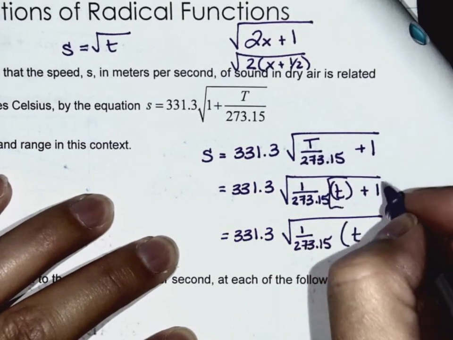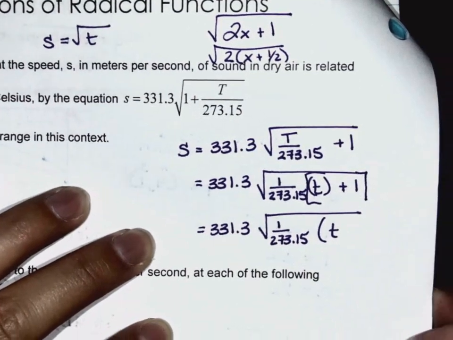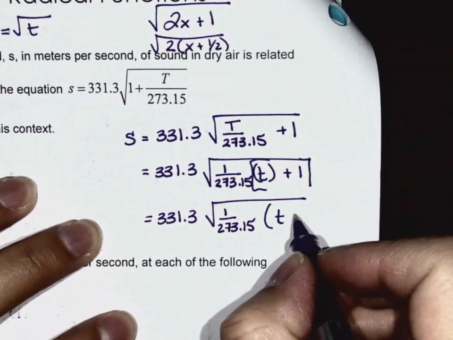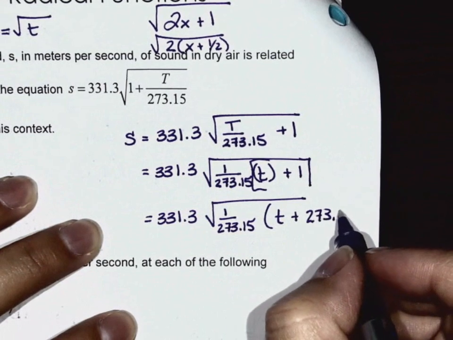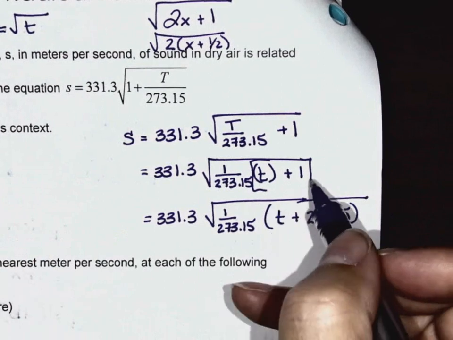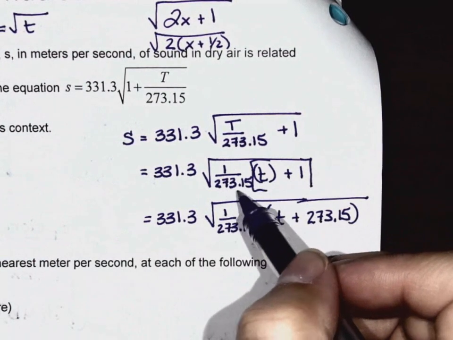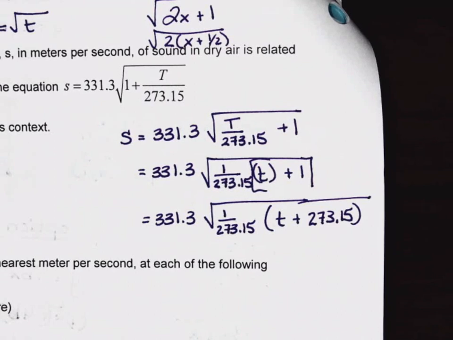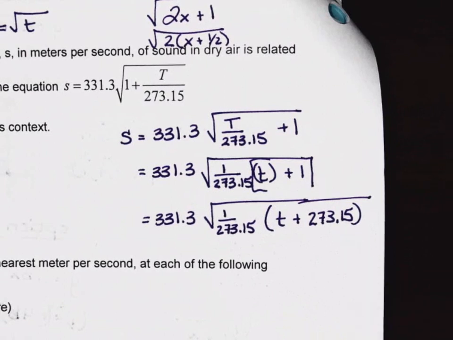And if we take it out of both these terms, what happens to this 1? Plus 273.15. So I divided 1 by 1 over 273.15. Because what do I have to multiply this by to get it back to 1? I have to multiply it by that numerator.